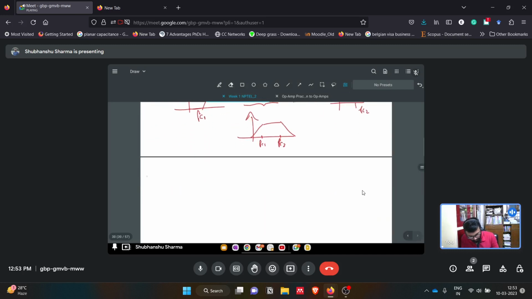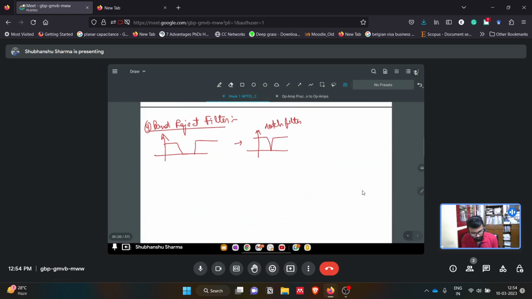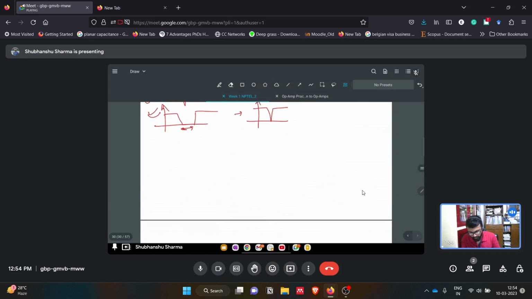So similarly, we can also go for band reject filter. Here in this case, the characteristics will be looking like this. Normally we achieve here a notch filter like this. This is a notch filter. So if we have to remove one particular frequency, or we have to remove some band, then this is the characteristics. And we can simply again use the combination of low pass and high pass filter like this.